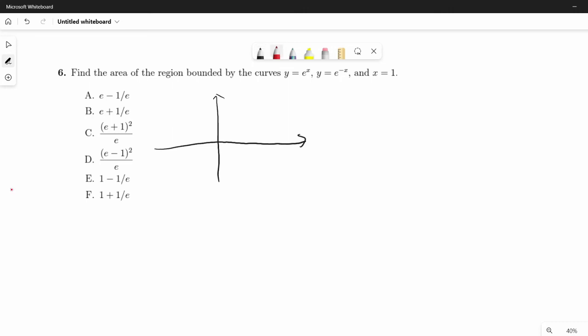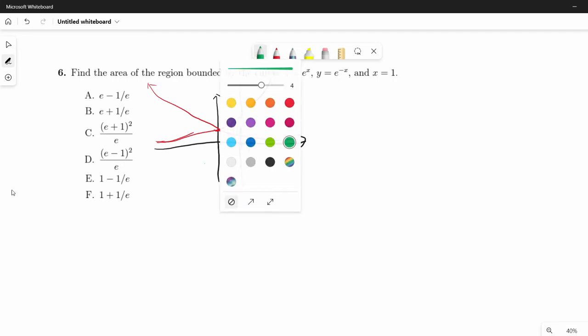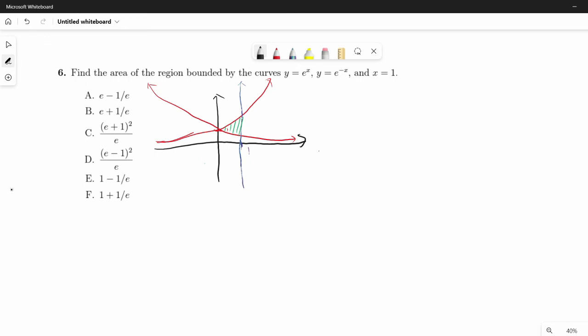So we have, first of all, y equals e to the x, something like that, where it crosses at y equal to 1 and x equal to 0. And e to the negative x should be just the other way, like so. Finally, we're bounded by x equal to 1. So let's say this is 1. Now it's pretty clear that we are dealing with this area right here. So then we can see that it's bounded for x between 0 and 1, and on top we have y equal to e to the x, and on bottom we have y equal to e to the negative x.